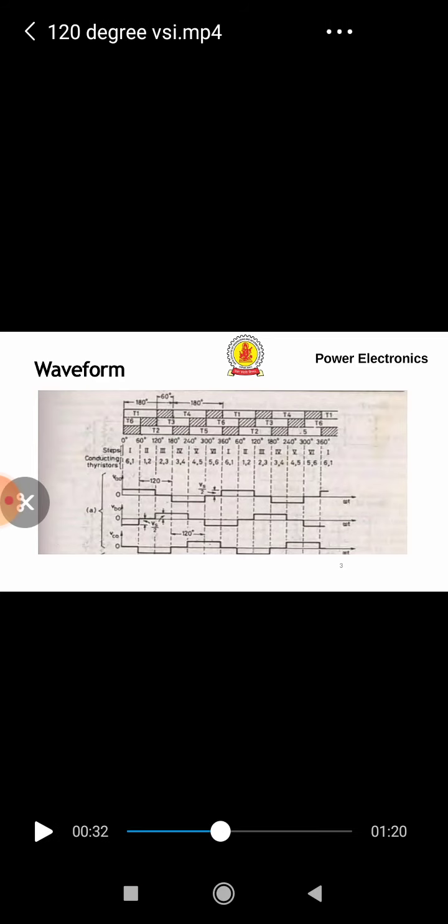So in the first 60 degrees, thyristor 6 and thyristor 1 conduct. In the next 60 degrees, from 60 to 120 degrees, thyristors 1 and 2 conduct. From 120 to 180 degrees, thyristors 2 and 3 conduct. In the fourth step, T3 and T4 conduct. In the fifth step, thyristors 4 and 5 conduct, and in the last step, 300 to 360, thyristors 5 and 6 conduct. The steps follow the same pattern for the further waveform.